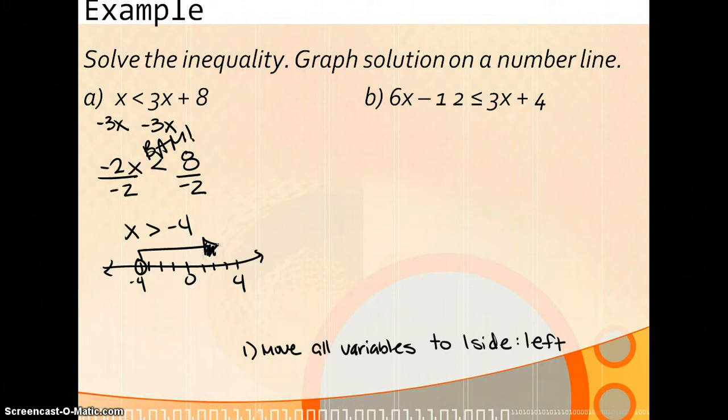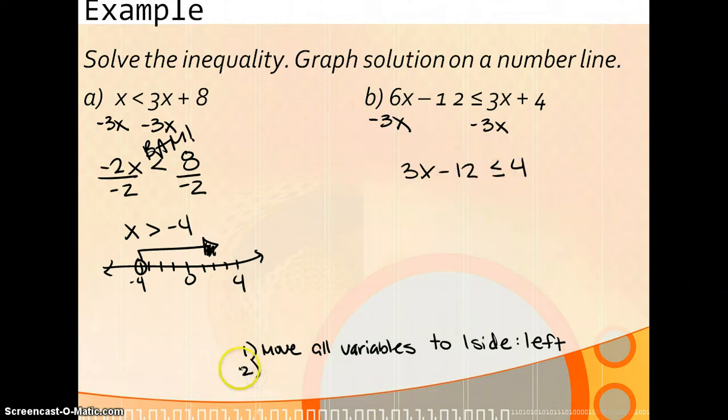The goal was just to make sure that you got the x's to one side, or the variable, whatever it may be, so that you can actually solve it and have variable, inequality, and then whatever the number may be. So for B, we have 6x minus 12 is less than or equal to 3x plus 4. So in this case, again, the first step was to move all variables to one side, so again, the left. So we would subtract 3x from this one. 6 minus 3 is, again, 3x minus 12 is less than or equal to 4.